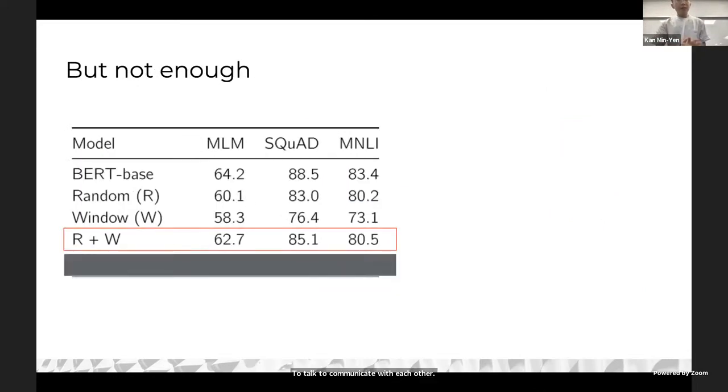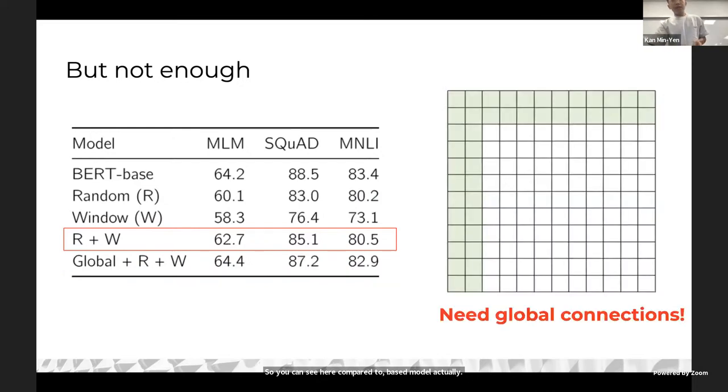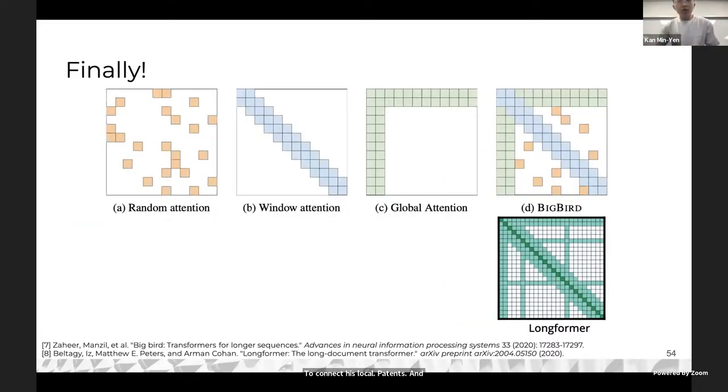But this random attention plus this sliding window is not enough. Compared to the BERT-based model, it actually still misses something. What's missing is that we need some global connections to connect these local patterns. And in the original paper, Big Bird also said that we need at least one global token.